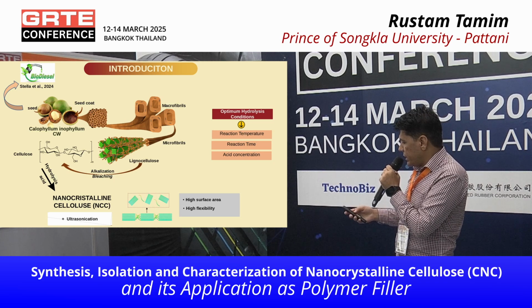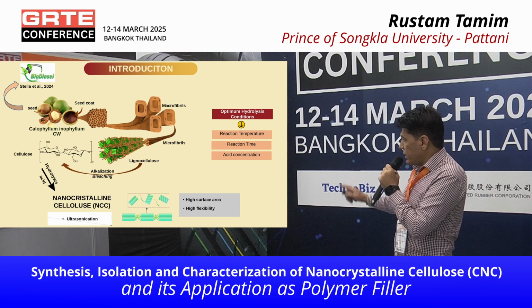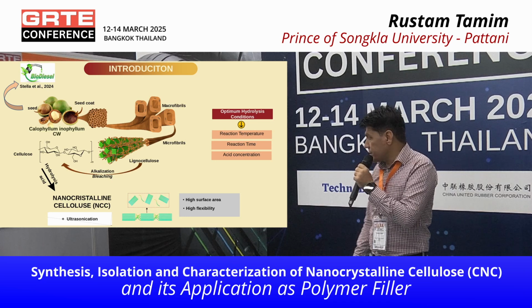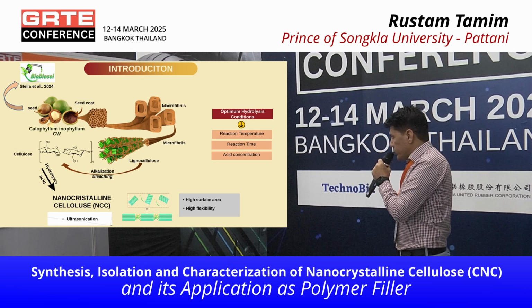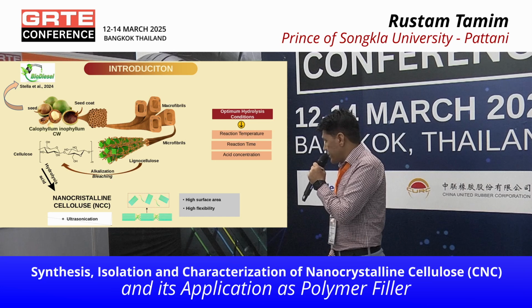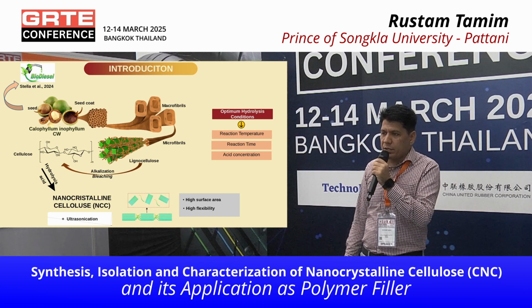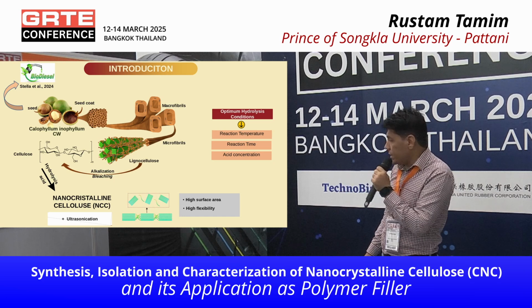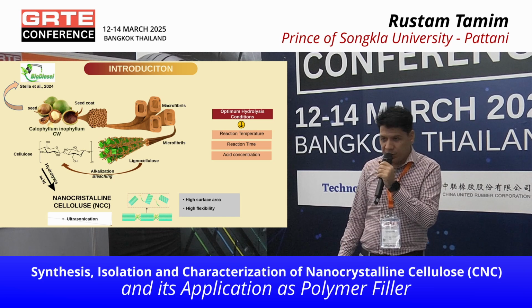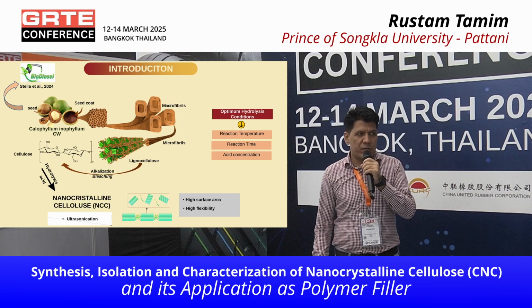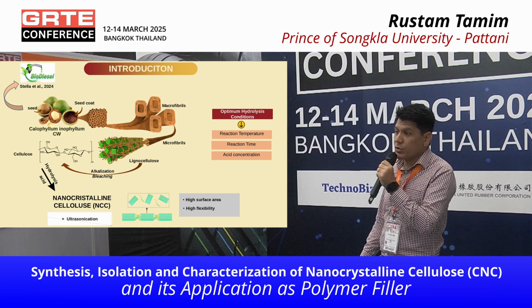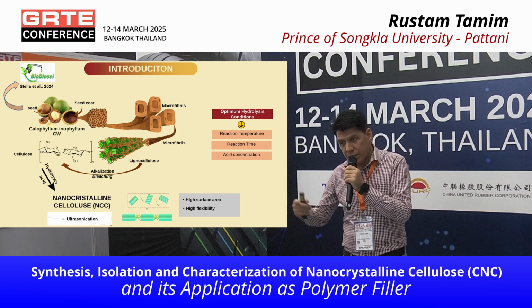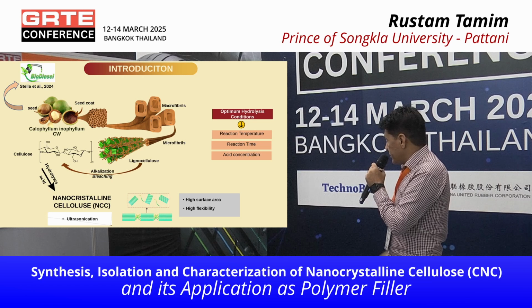So the cellulose overall looks like this. It has the crystalline part, and also it has the amorphous part, and both can be used for application. Why is nanocrystalline cellulose very important? Because it has a high surface area and high flexibility. We know nanocrystalline cellulose has a lot of hydroxyl groups, so it can easily make bonds, and it is highly flexible.